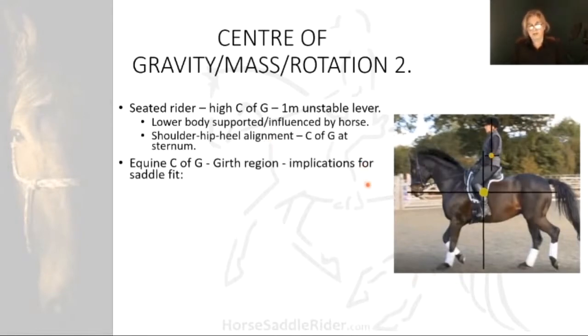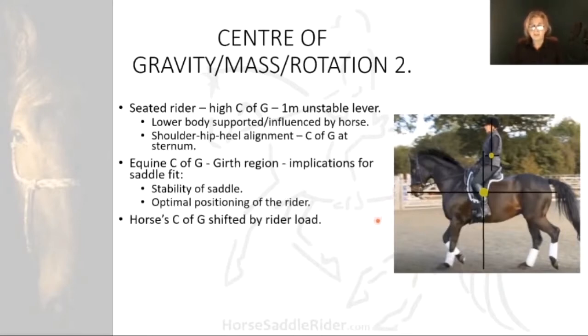And the equine centre of gravity has implications for saddle fit in the girth region. Again, as I pointed out earlier, the saddles are often placed too far forward by many riders, whereas a good saddle fit may mean that the saddle is placed further back. So there's a complication there. The saddle obviously has to fit the horse, but there is an advantage to it placing the rider closer to the horse's centre of mass, rotation, gravity. It'll affect the stability of the saddle and optimal positioning of the rider.